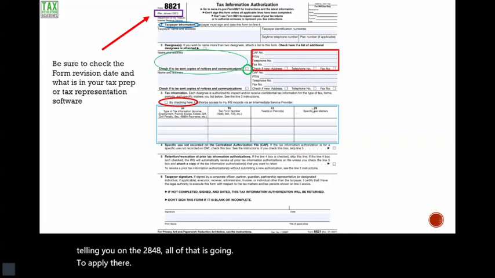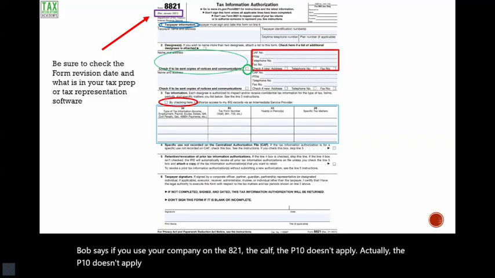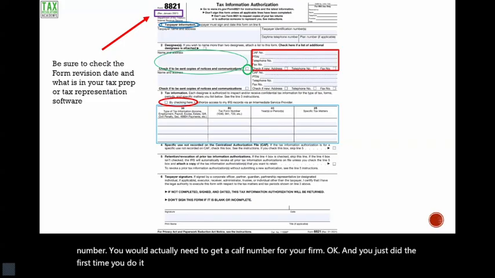Bob says if you use your company on the 8821, the CAF, the P10 doesn't apply. Actually, the P10 doesn't apply, but the CAF number does. So you would not put your personal CAF number. You would actually need to get a CAF number for your firm. Okay, and the first time you do it, just leave it blank, and they should issue your firm a CAF number. Okay.